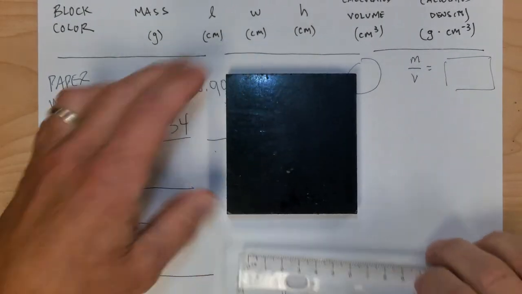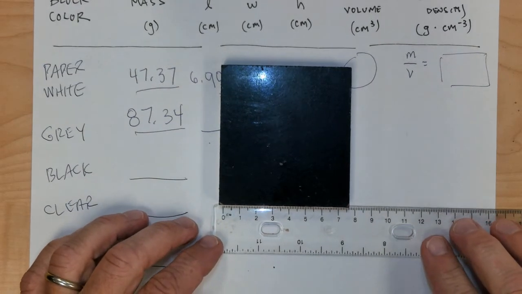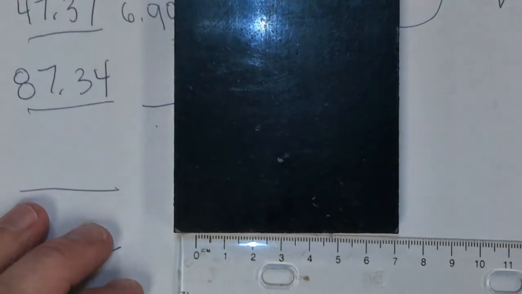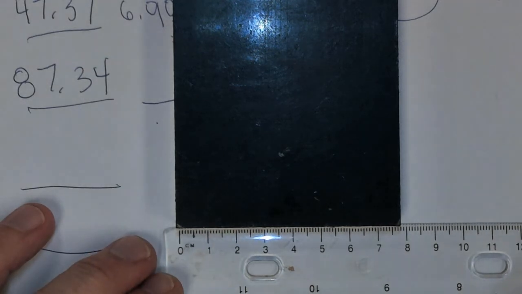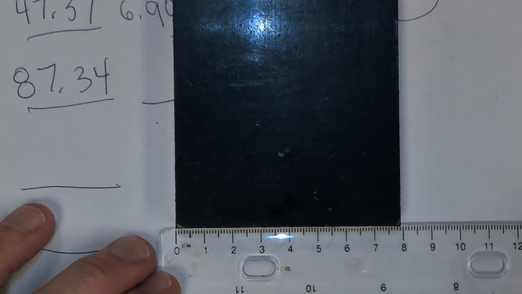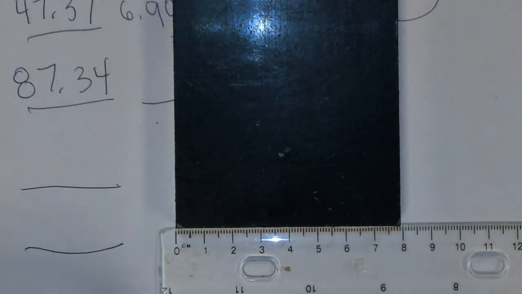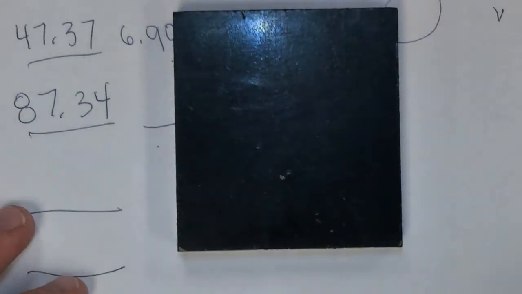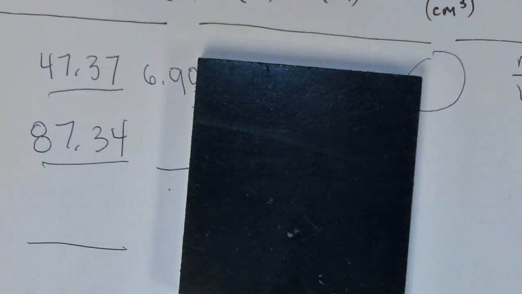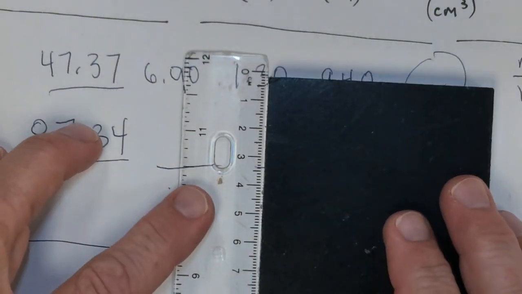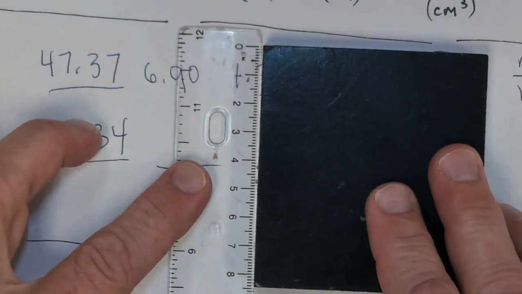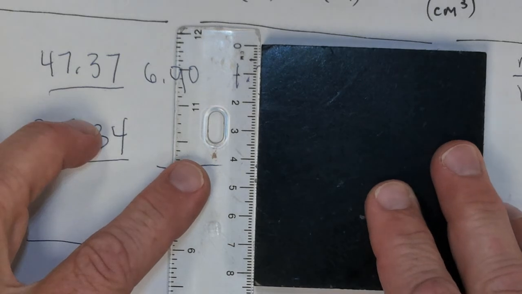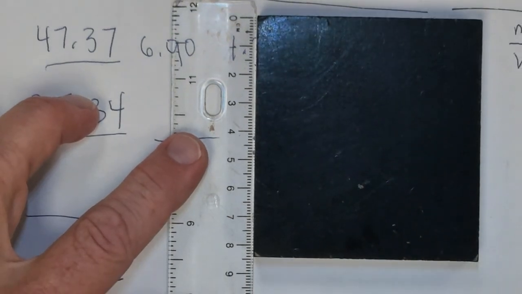The black one, I'm going to set it down here so you can see the ruler just a little bit better. And I'm going to zoom in on each one of them. So here's the length. Whoops, I got to move it just a tiny bit. Okay, take your measurement right down here. Okay, here's the width. I'll move it up just a little bit. I'll hold it real still. Take your measurement right down here.